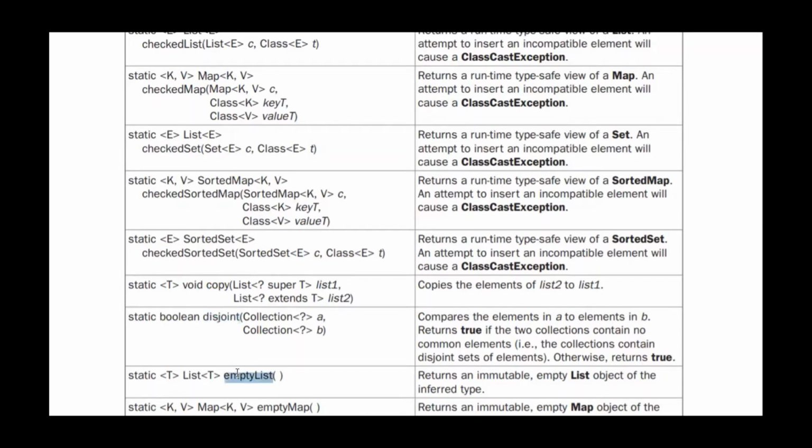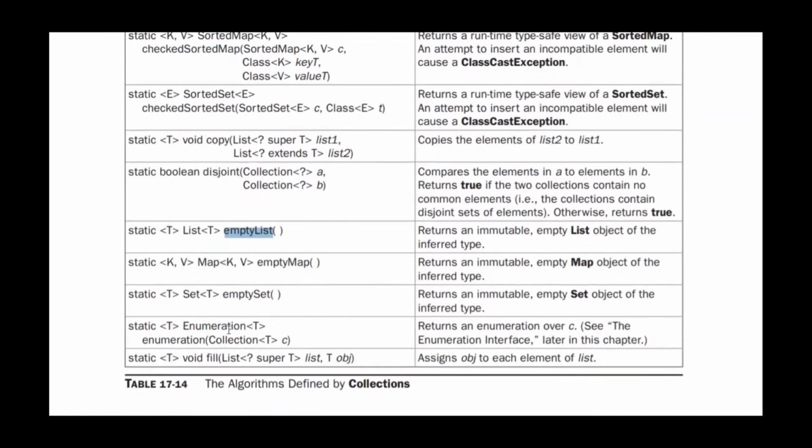Then emptyList. The emptyList method returns an immutable empty list object of an inferred type. So whatever type we have used, an immutable empty list of that type will be returned. Similarly we have emptyMap, which returns an immutable empty map object. Then emptySet returns an immutable empty set. Then enumeration will return an enumeration of the collection. Whatever collection is there, it will get enumerated and then returned.